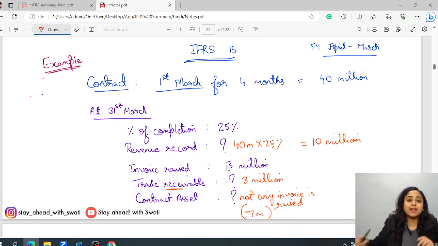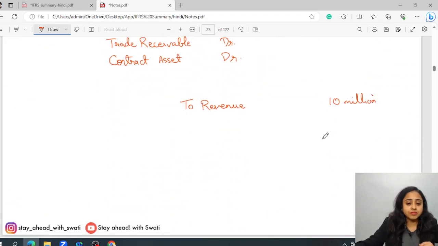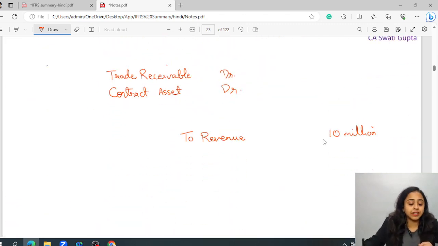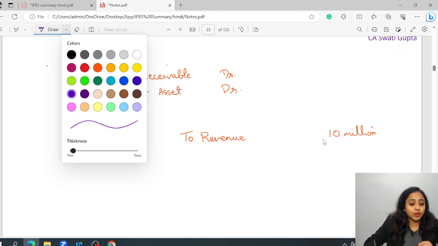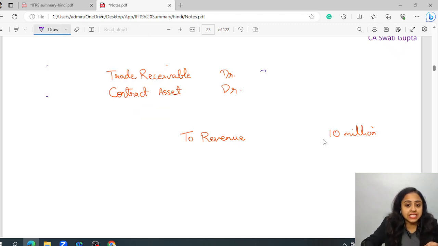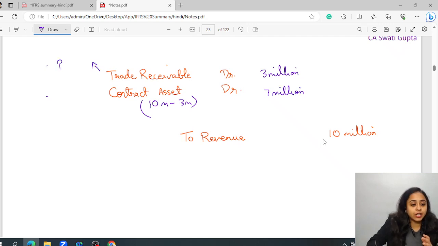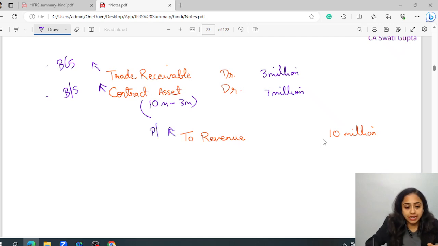Therefore you have to record it as contract asset. Simply let's pass a basic journal entry. Revenue, you will be recording 10 million. For trade receivable, the invoice raised is 3 million. And for contract asset, it will be 10 million minus 3 million, that is 7 million. This will be reflected in your balance sheet, or you can simply say statement of financial position, and the revenue will be shown in your PL.